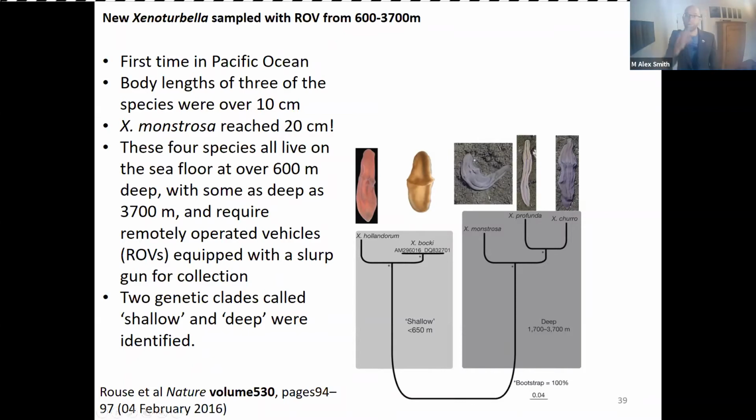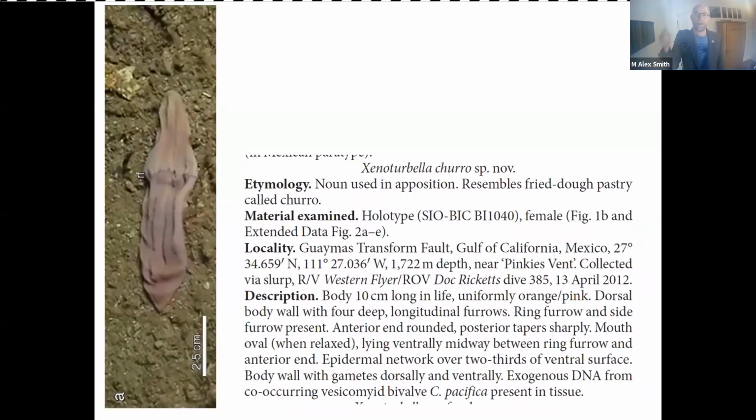Now, some of you have finished your species naming assignment already, and some of you are still fighting with it. And I hope that that fight is going well, because the intent with it was that it was relatively quick to do. I'm going to show you, because you've been thinking about species description, the species description for Xenoturbella churro. You can see the etymology here. This is the picture from the remotely operated vehicle before they slurped it up in the slurp cannon.